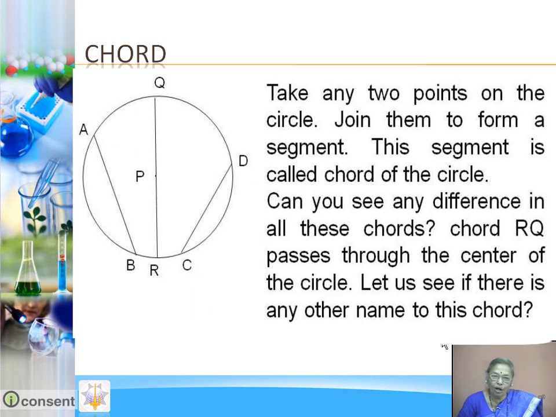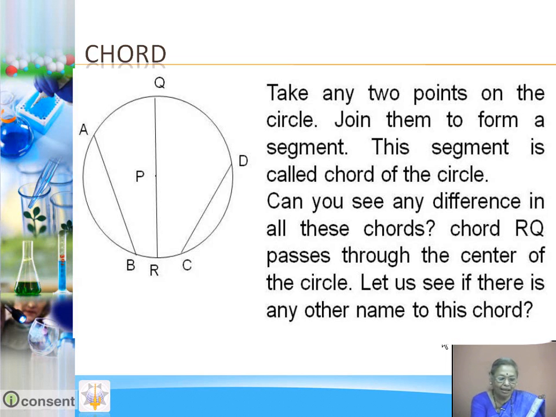QR is also a segment. What is the difference between the other two chords and this QR? You can tell me that QR is a diameter of the circle. Now, when you have measured the length of all these segments, what did you find? You found that diameter QR is the longest chord.